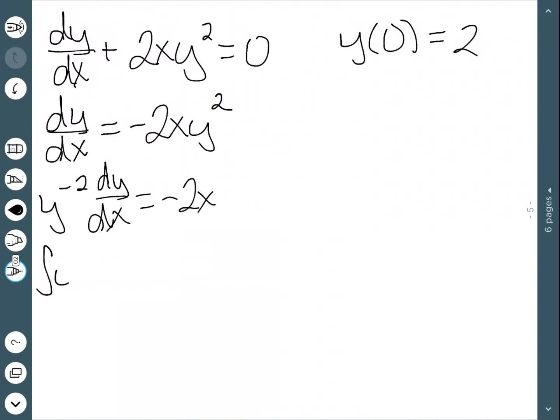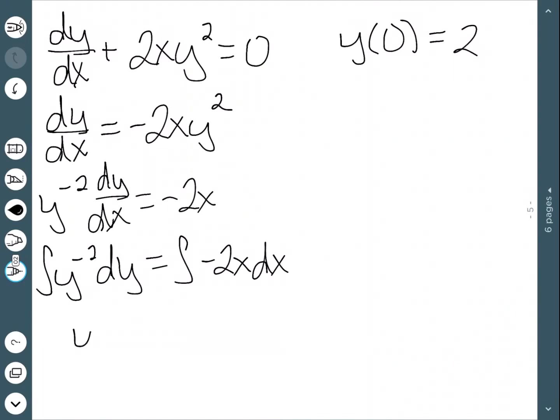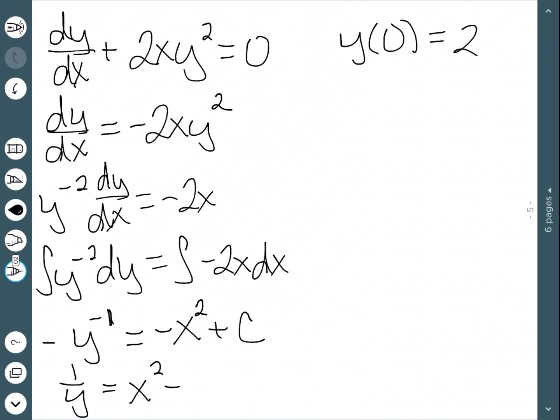Then when I integrate, the left becomes y to the negative 2 dy, the right negative 2x dx. We add 1 to the exponent and divide by that number. Same thing on the left, add 1 to the exponent and divide by that number. I can then multiply through by negative 1. I then have 1 over y equal to x squared minus c. I can take the reciprocal of both sides to get y equal to 1 over x squared minus c.